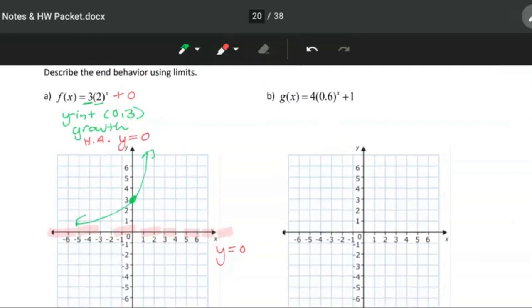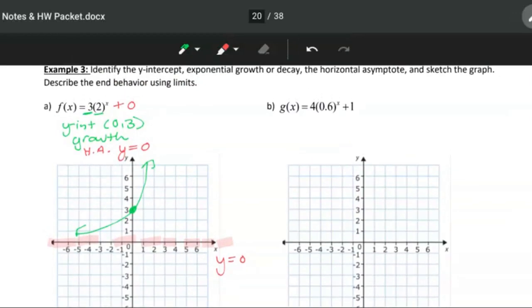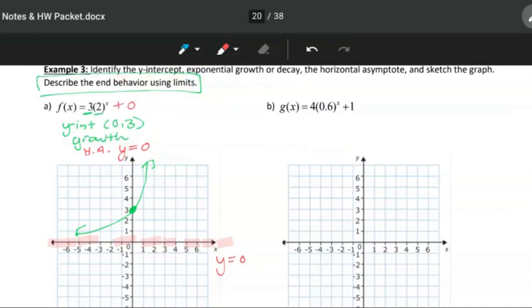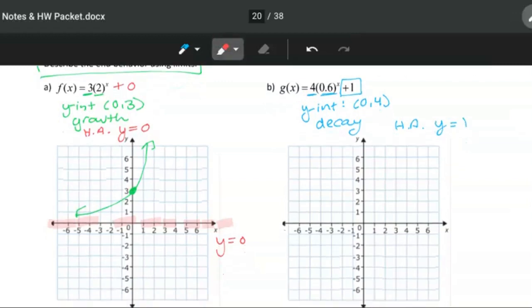All right, let's do part B as well, and then we'll go back to the second part, describing end behavior using limits. Right, so in part B, 4 is our y-intercept. So the y-intercept is (0, 4). 0.6 is between 0 and 1, so that's exponential decay. And then that number added onto the end, that plus 1, is your horizontal asymptote.